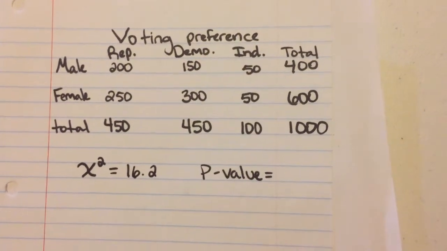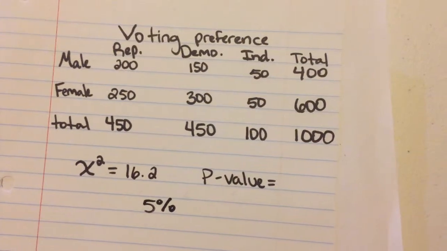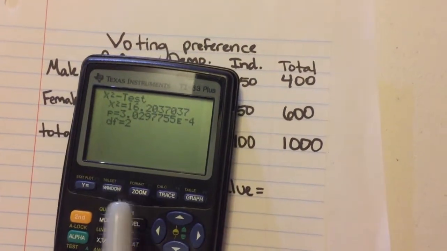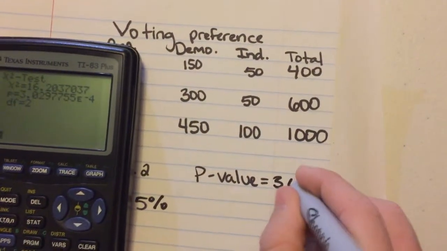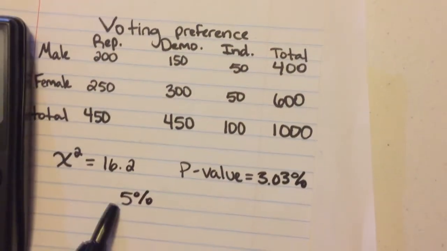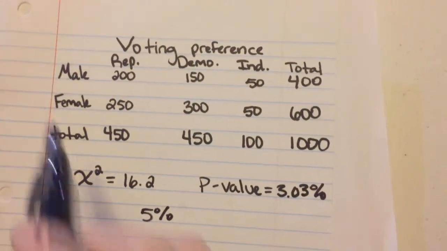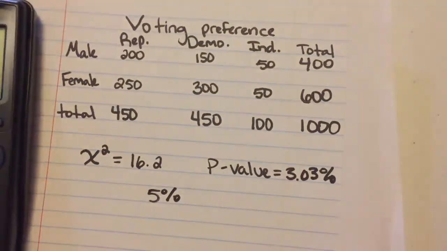our significance level at 5%, which is what it's set at, and then we see that our p-value is 3.029, and so using significant figures it's 3.03%, and therefore it crosses our hurdle rate, and we can see that there is a dependent correlation between one's gender and what they're going to vote for.